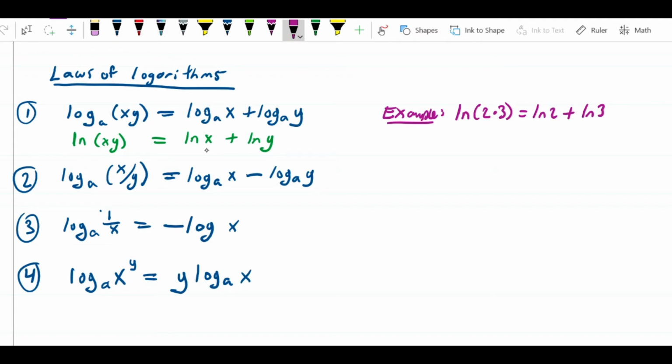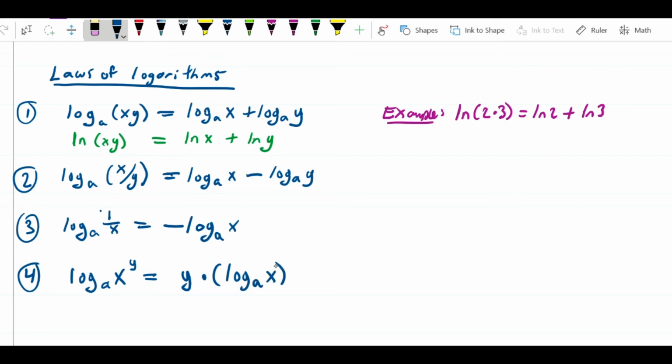So rule number 3 is the reciprocal rule. Log base a of 1 over x equals negative log base a of x, I should have written the base a in there. And log base a of x to the y is equal to y times log base a of x. I should put in a multiplication symbol there. So in fact, let me just be more explicit about what I'm writing. This is y times log base a of x, like that.